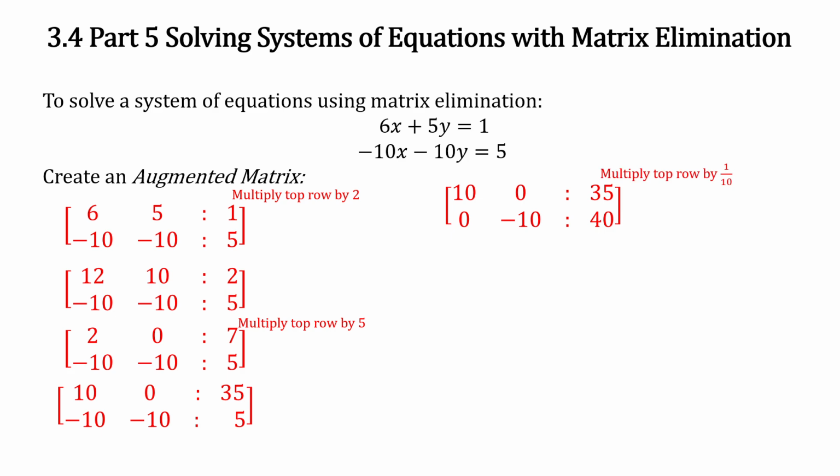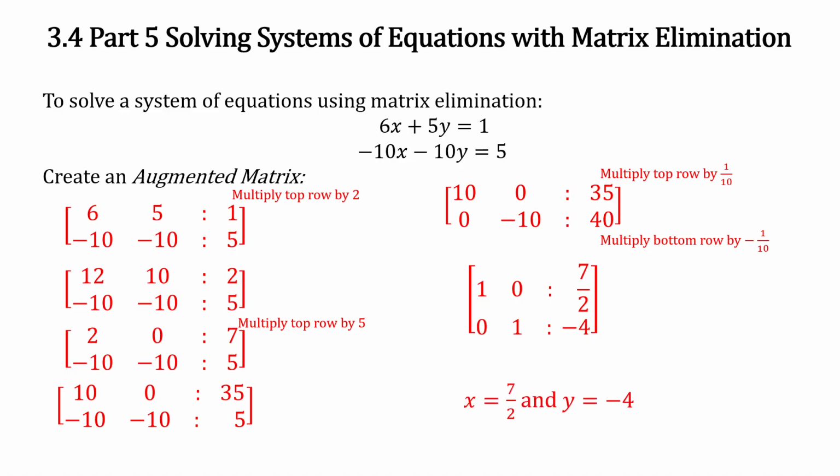I'm going to divide the top row by 10, divide the bottom row by negative 10, or multiply by 1/10, or multiply by negative 1 over 10. And you get 7 over 2, or 35 over 10 if you had left it that way. Some people put 3.5. Those are all the same number. And the bottom you get negative 4. So x is 7 over 2 and y is negative 4. And there's your answer. Good luck.